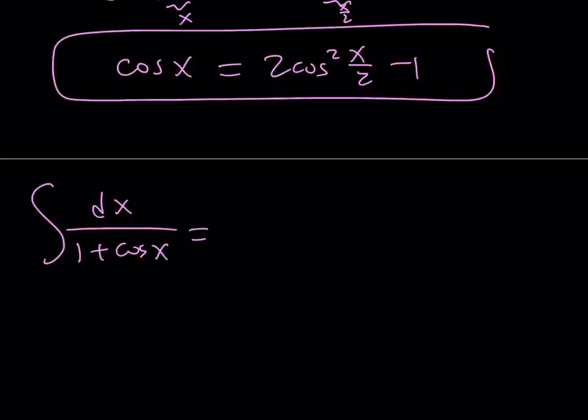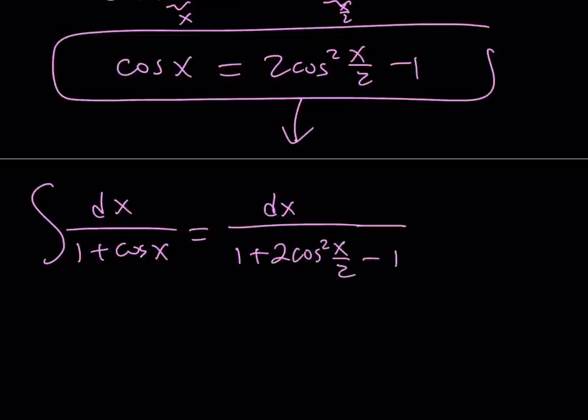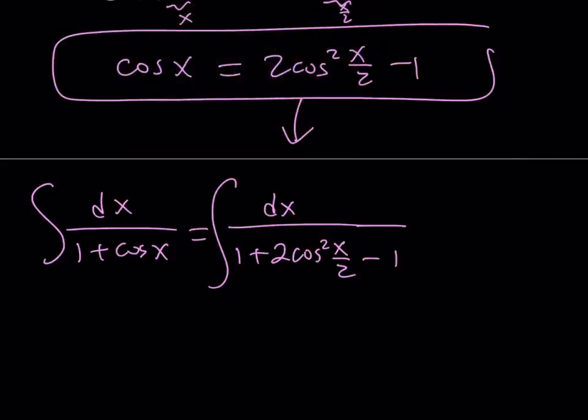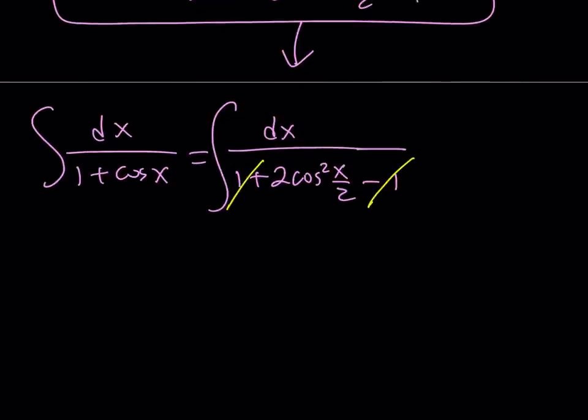Well, what is dx? I don't care. dx is dx. But I'm going to replace cosine x with this, which is 2 cosine squared x over 2 minus 1. Now, what is so cool about it is that the 1 and the negative 1 are going to cancel out, leaving us with something nice. And what is that thing? Well, it's 1/2 times dx over cosine squared, but 1 over cosine squared is equal to secant squared. So why don't we just write it as 1/2 multiplied by secant squared x over 2 dx.